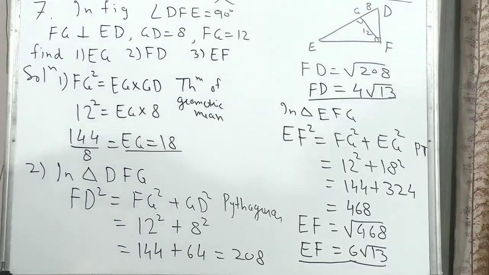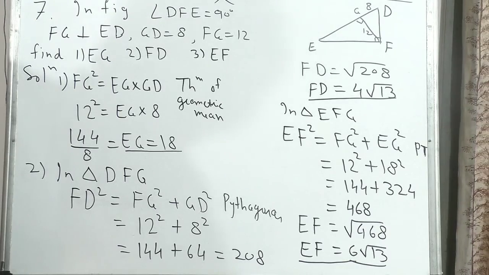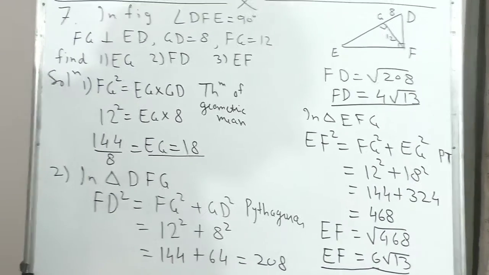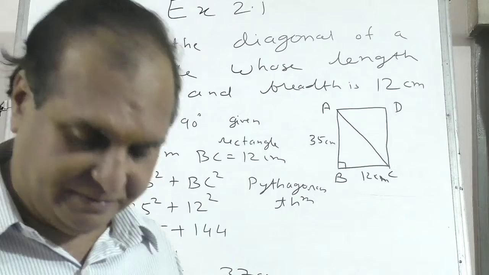Understood? All the three things we calculated. Okay? Easy. Maths is not difficult. Okay? Sure. Sum number 8.